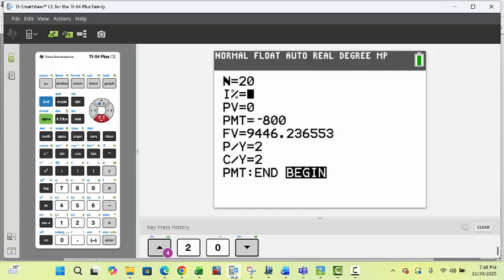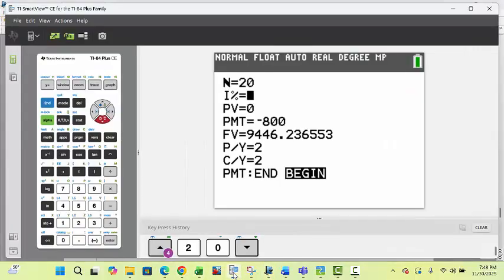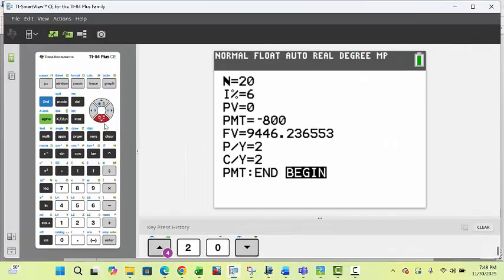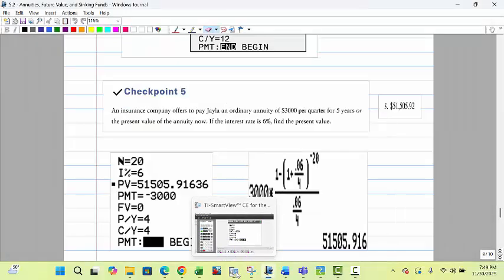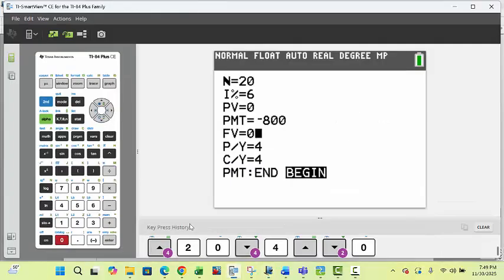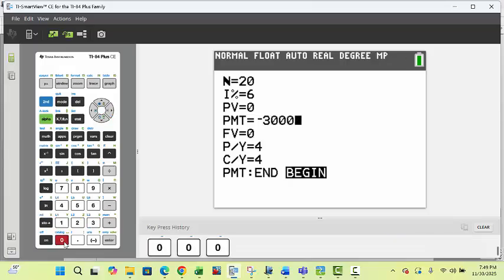6%, I think. Well, better look. 6% quarterly. So I need to zero out the future value here because we're not using that. And the payment is 3,000. So I'll go ahead and leave the negative there. Negative 3,000.